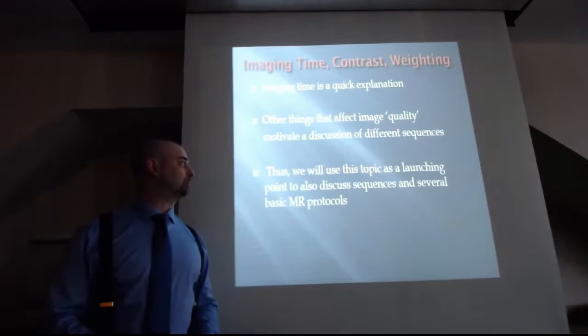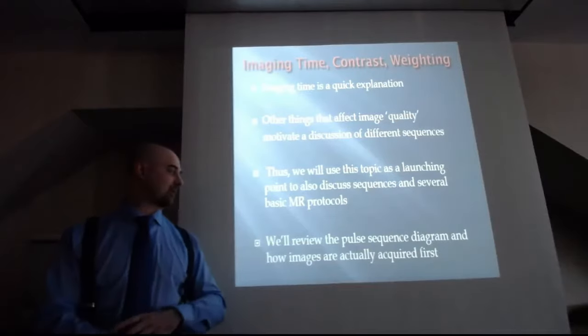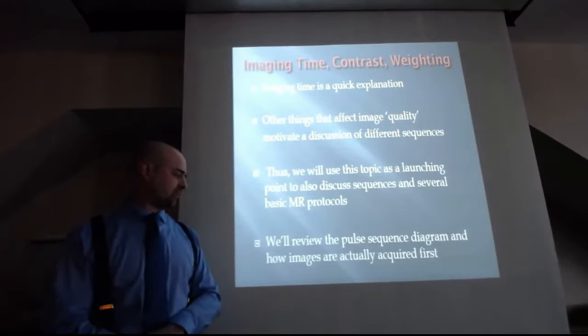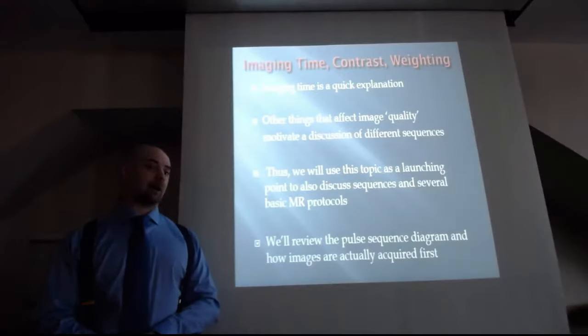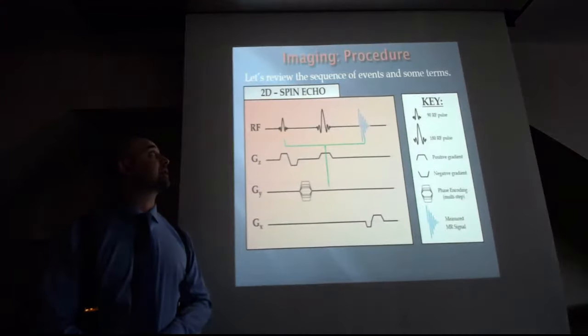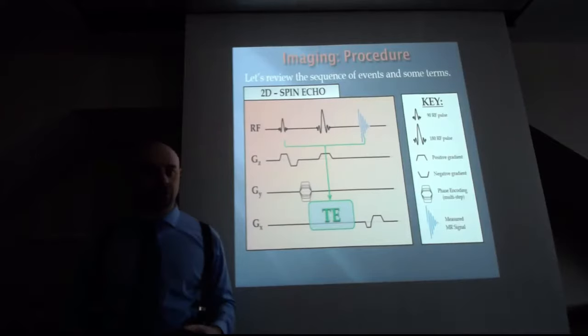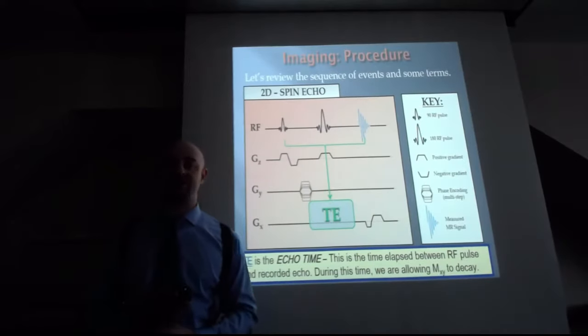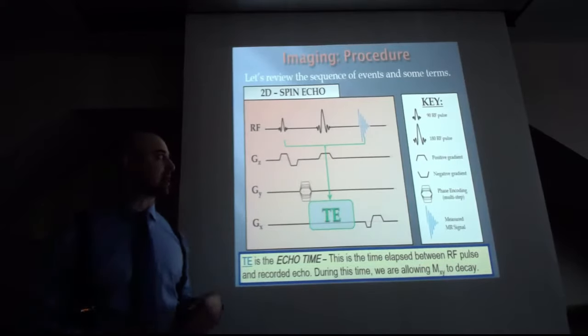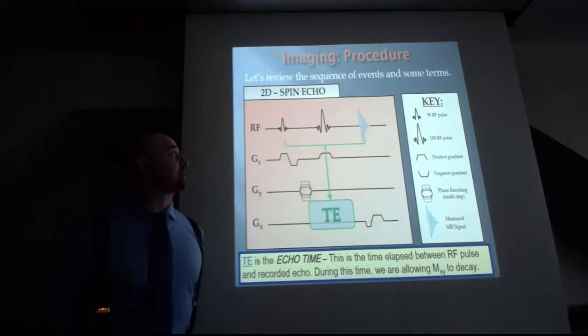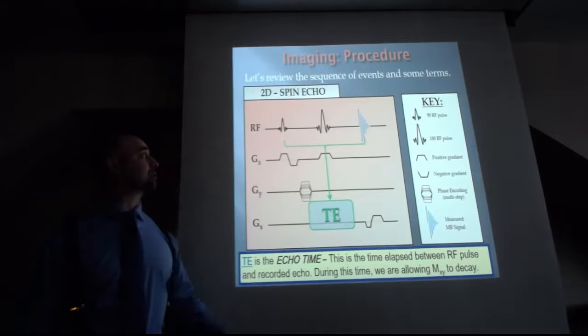So, let's start talking about some basic protocols. We'll go through the pulse sequence diagrams for each one and how the images get acquired. Let's start at the basic thing. As we've been talking about basic physics, we've been talking about spin echo sequences. That's all I've been talking about pretty much up to this point. So let's review the sequence of events and some terms.